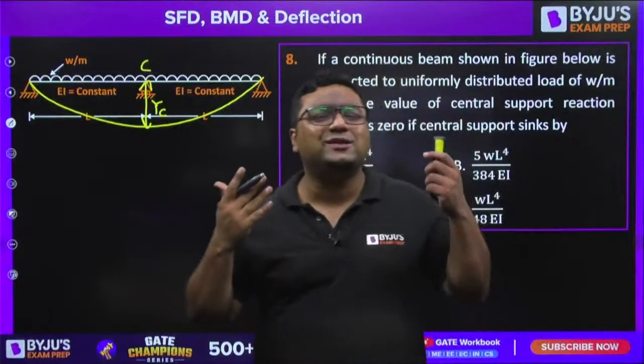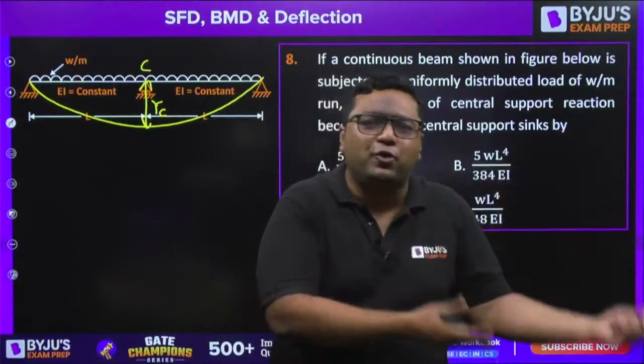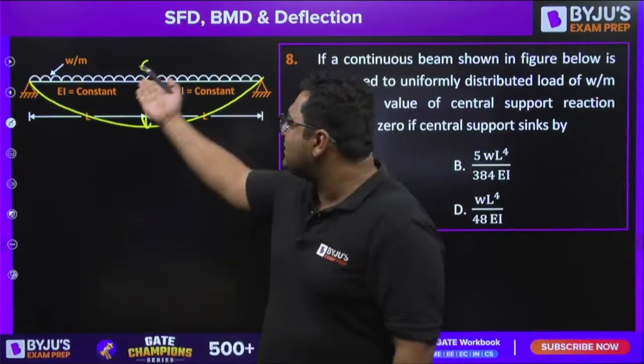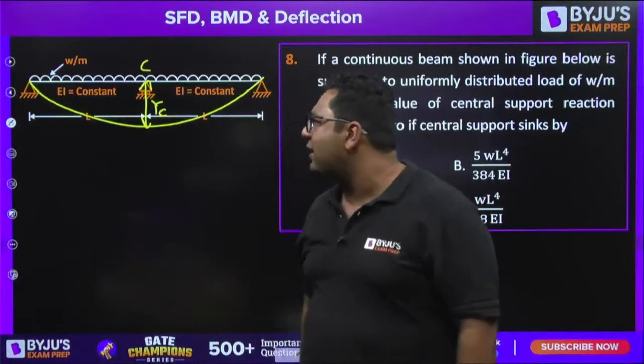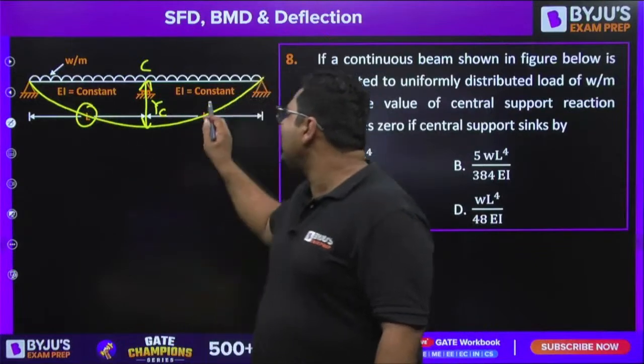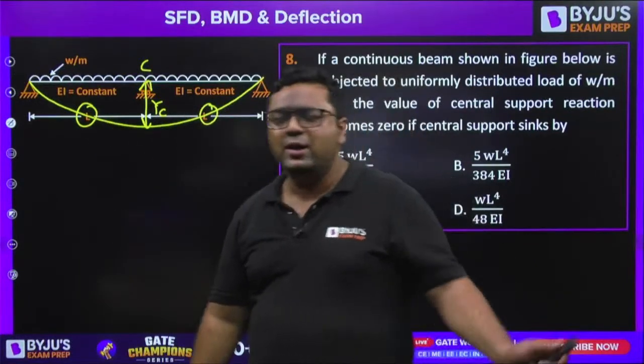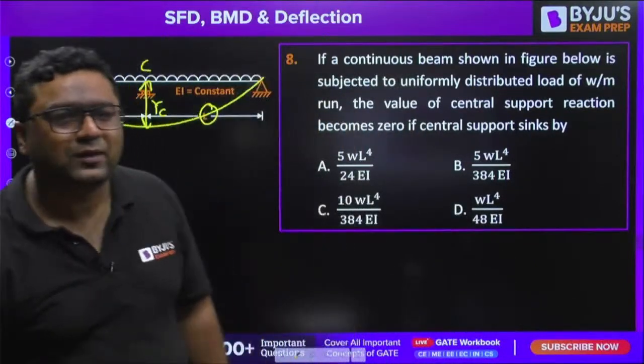Support is there for reaction. If no support reaction, no support. It is a simply supported beam. They are asking you the central deflection. Try to find out. The only difference is here length is L plus L, so 2L. Try to solve it, guys.